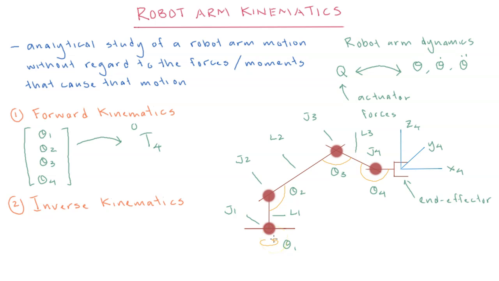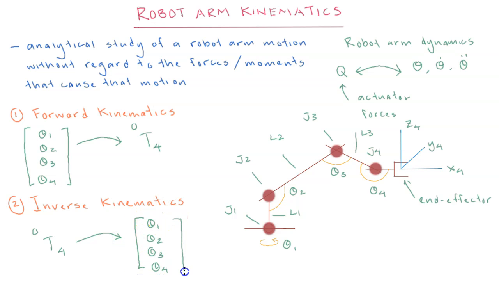And inverse kinematics will be simply the reverse of that problem. So given the position and orientation or desired pose of the end effector, T for 0, and geometric link parameters, we will be able to compute the joint angles.